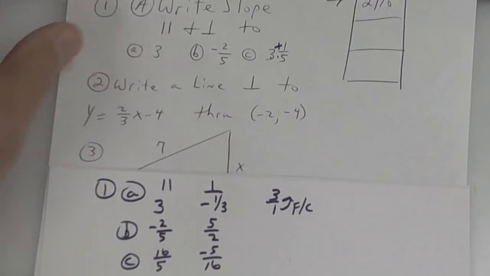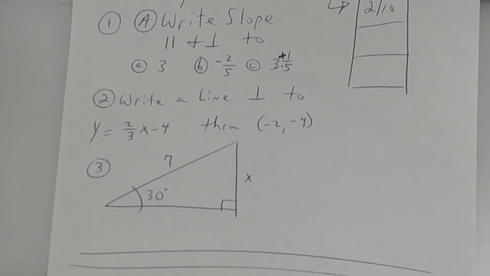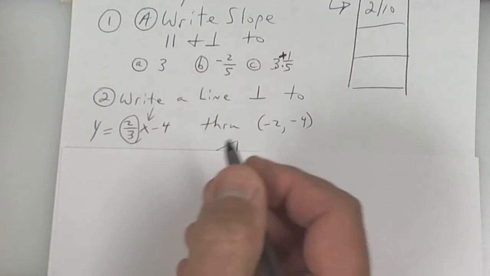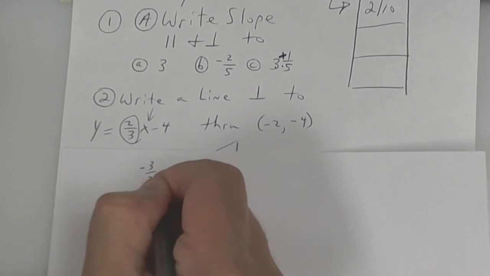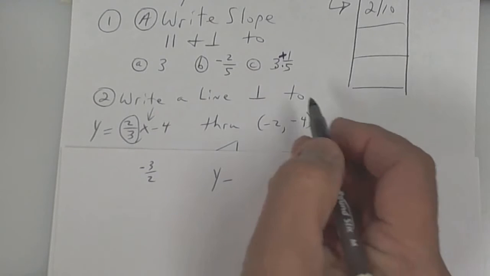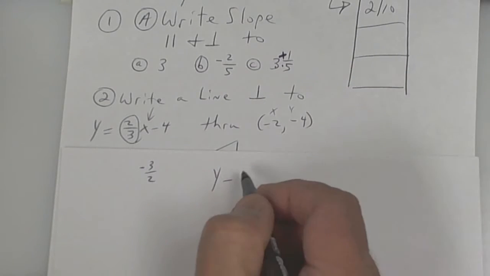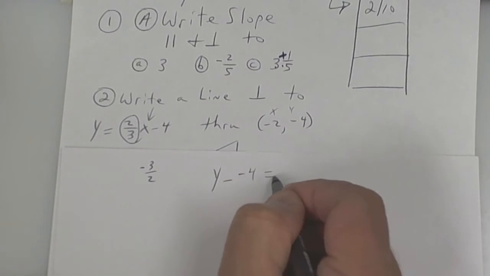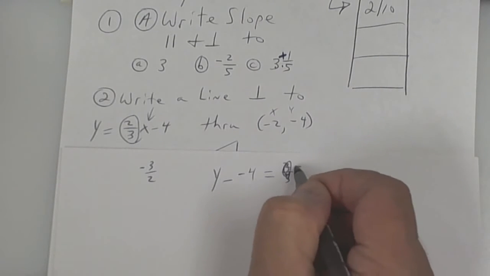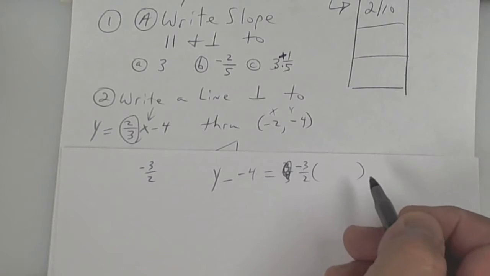This one says, write one perpendicular. Well, perpendicular, you're going to take the slope, which is right here in front of the x. You're going to flip it and change it. So it's going to be y minus your y. In this case, my y is a negative 4, is equal to my slope. In perpendicular, you got to flip it and change it. So that should be 3 over 2.